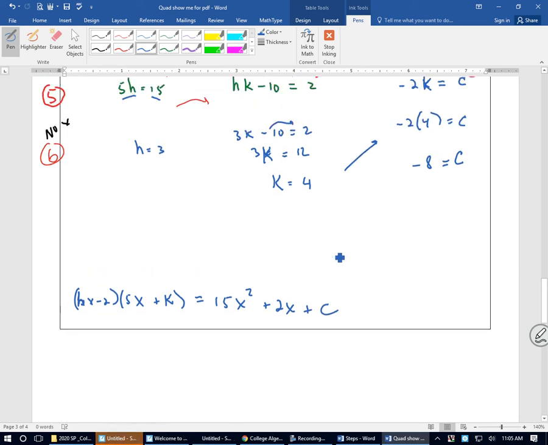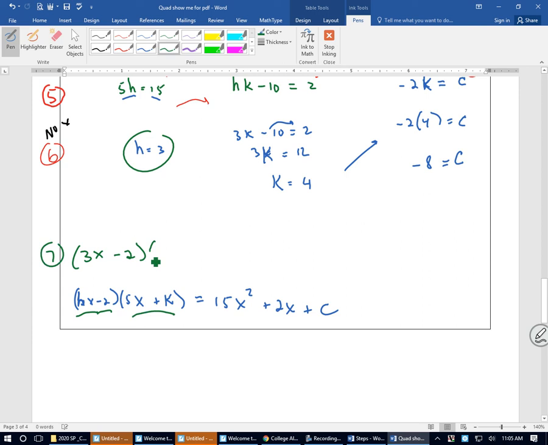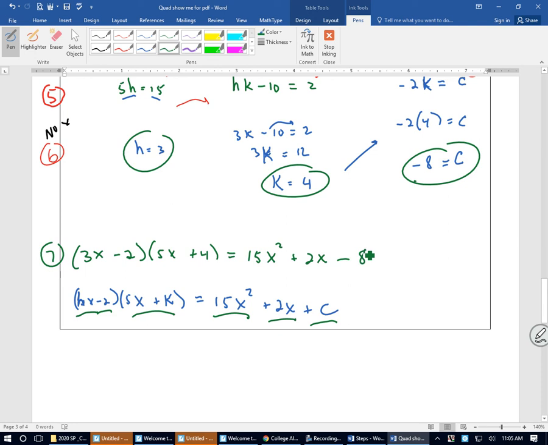And using the answers I found, line 7 says hx minus 2, 5x plus k equals 15x squared plus 2x plus c. You could put plus a negative 8 there. I just wrote minus c. And look once again what you've done. You've taken all the letters, the coefficients, the constants, and replaced them with the solutions that you found.